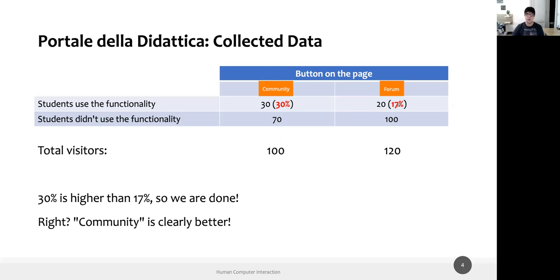functionality. So by looking at this number, we can say, great, let's change to community because community is better. We have 30% and here we have 17% of usage. So the usage of community is better. Let's change the title and retain the function because more people click there. All right, we have done.